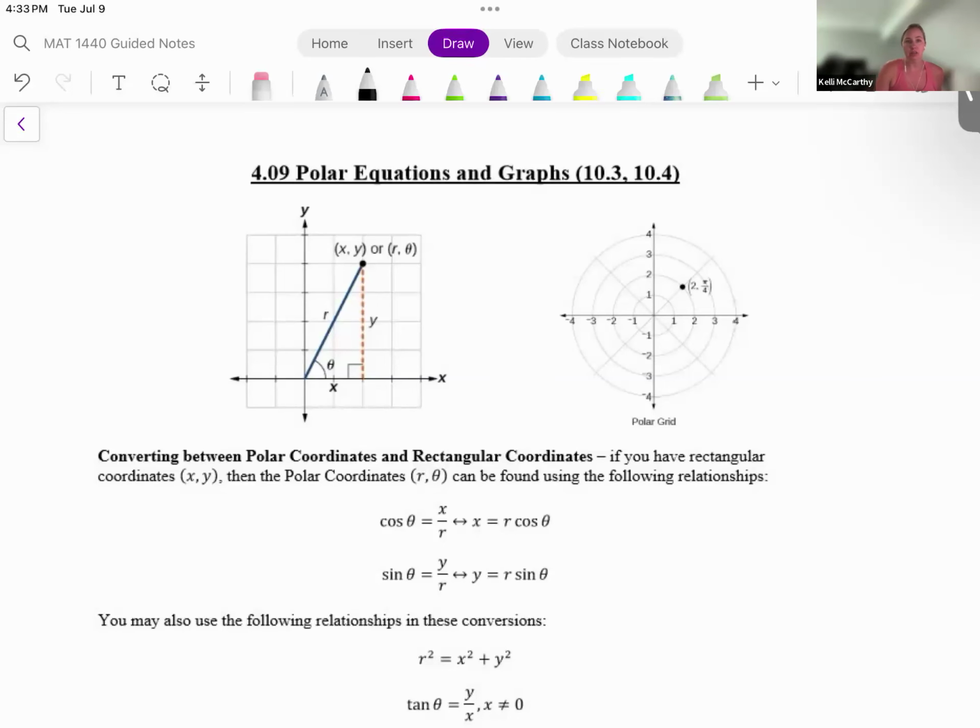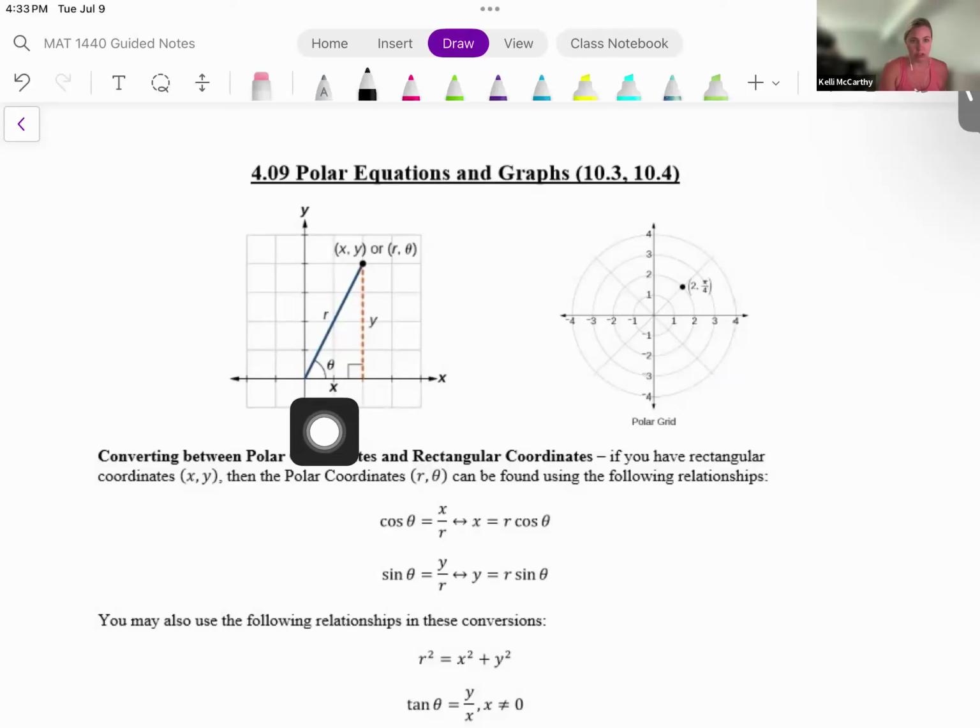In these last two videos, we're going to look at polar equations and graphs. We are going to break it up into two just to keep these videos a nice, reasonable length. But let's first look at the relationship between a rectangular grid, which is what we have on the left here.